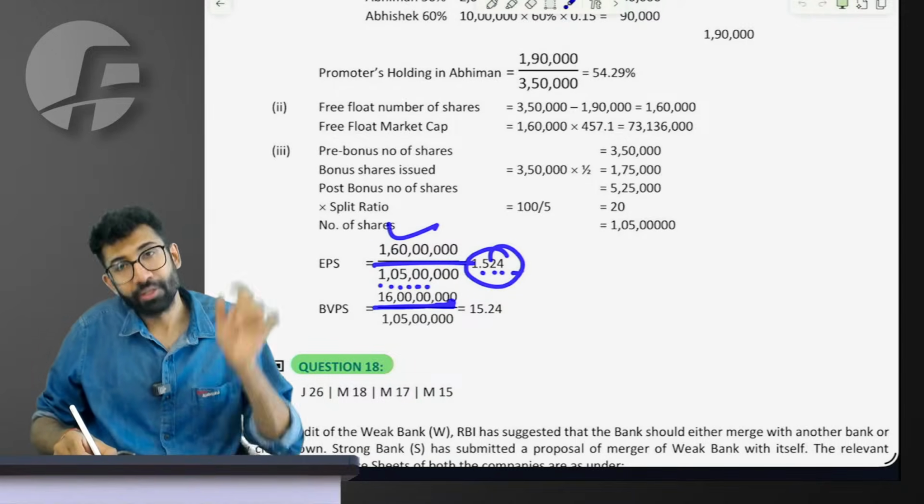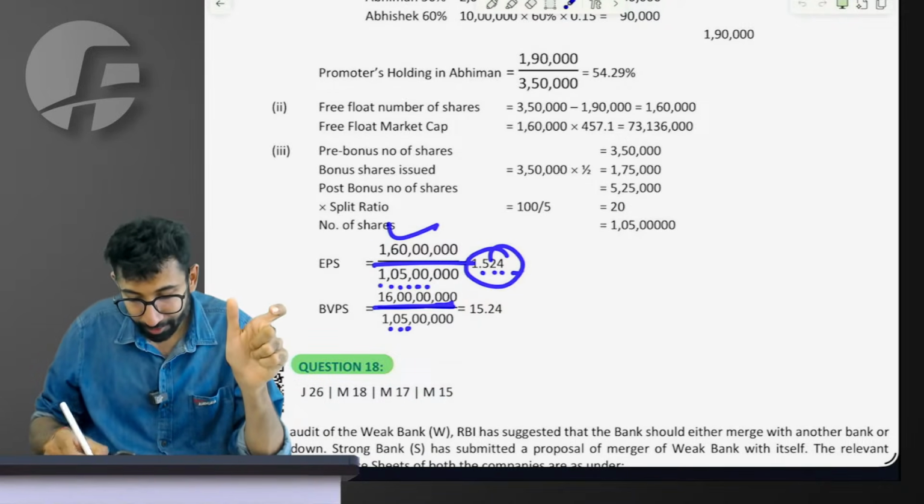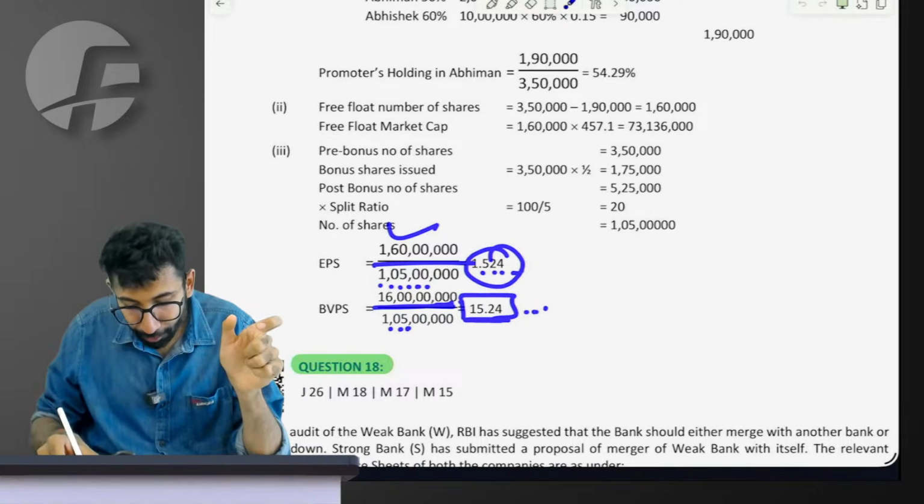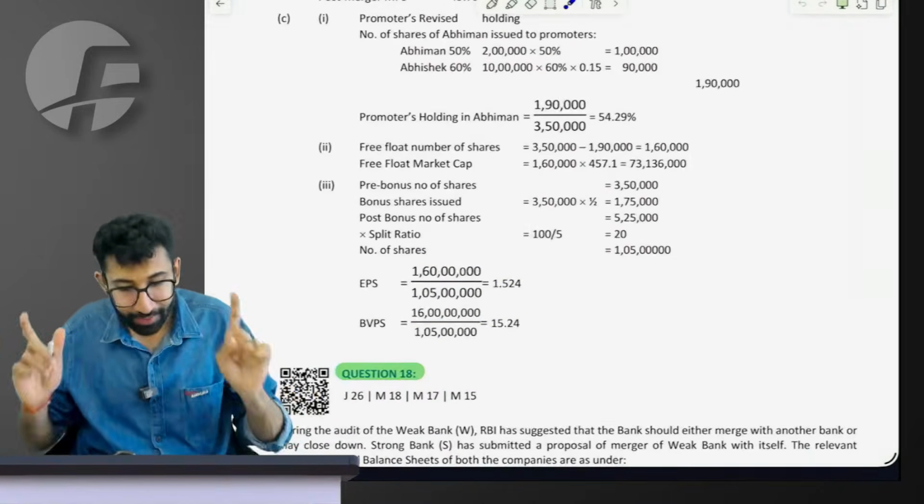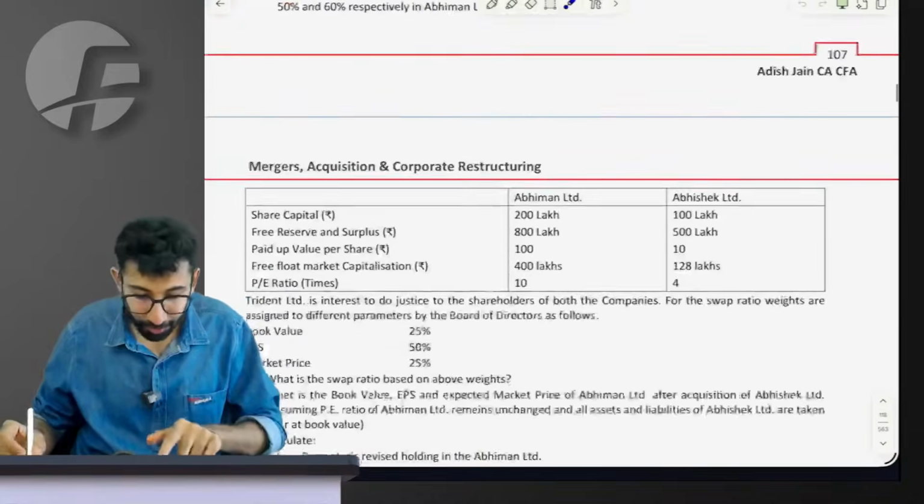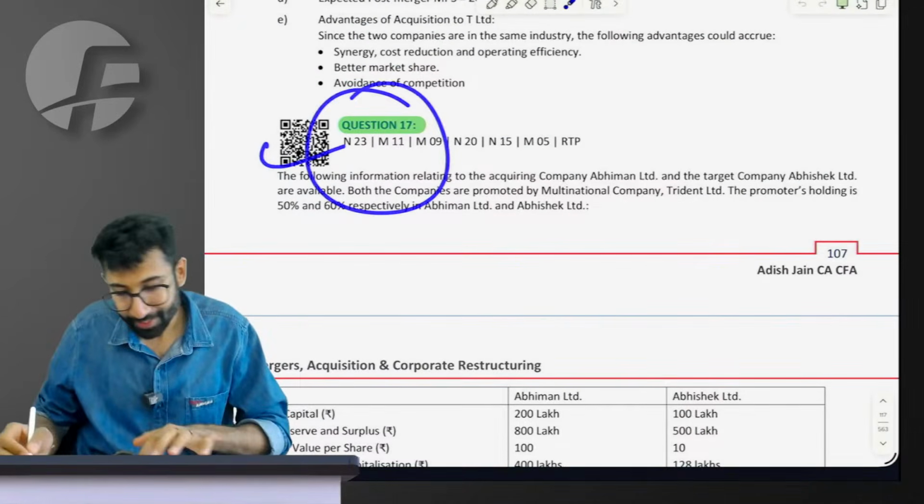And total book value again remains the same. 1600 divided by 105 lakh gives me 15.24 as the book value per share. This, people in the class, completes the entire question, which was question number 17.